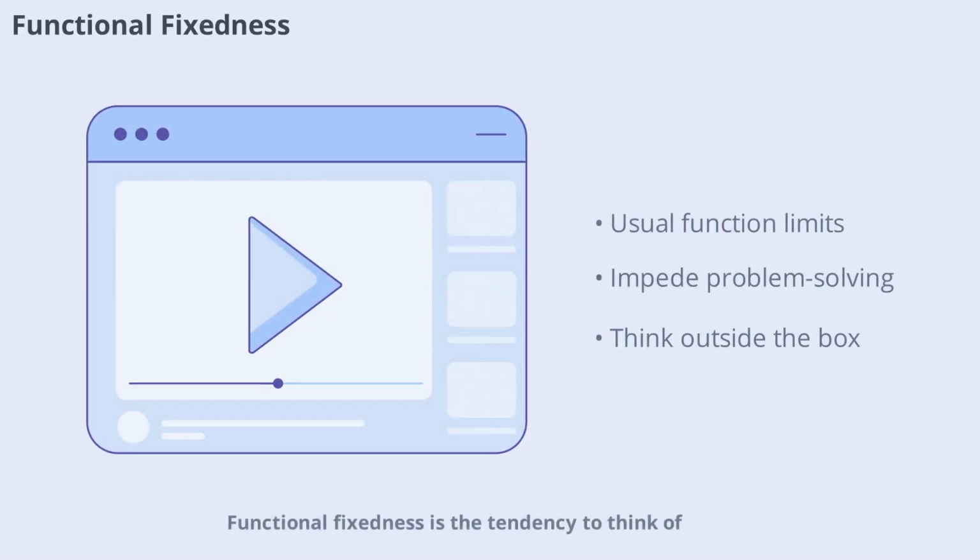Functional fixedness is the tendency to think of things only in terms of their usual functions, which can impede problem solving. For example, in Duncker's candle problem, many people fail to see a box as anything other than a container for tacks, missing its potential as a candle holder. Overcoming functional fixedness means thinking outside the box, literally and figuratively, to find creative uses for everyday objects.